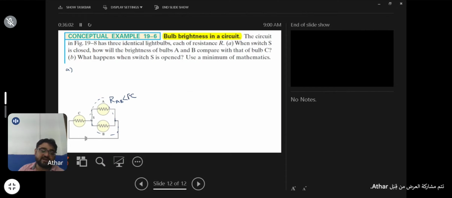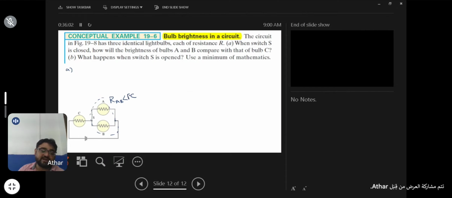Okay. Now, what they are saying is identical, meaning same resistance. So when the current provided by the battery is I, it is more. When it becomes I1 and I2 in the branches, it will be less because I1 plus I2 is I. So RC will have more current as compared to RA and RB. So that's why it will be this one.